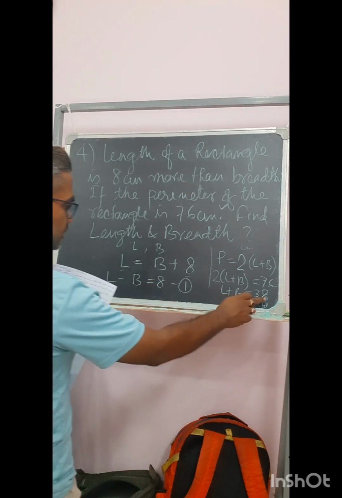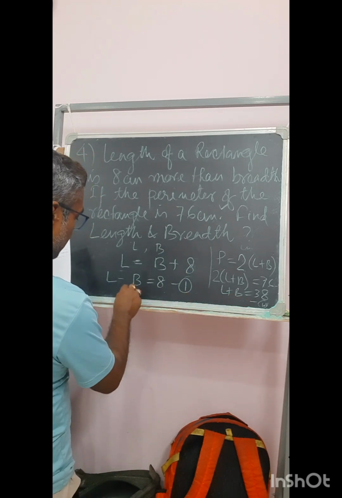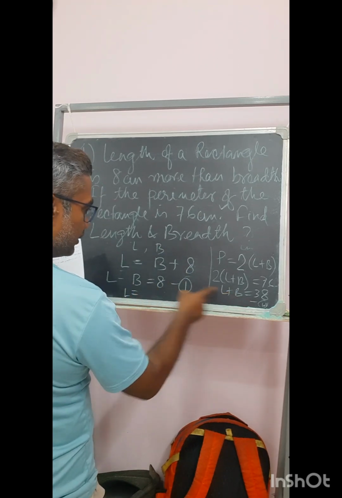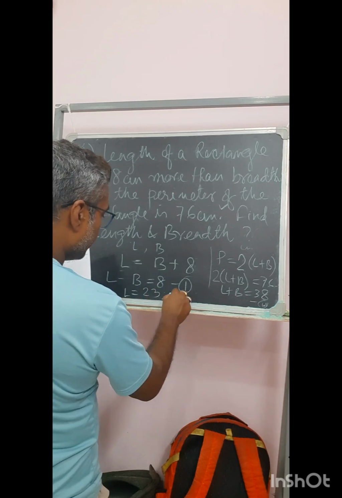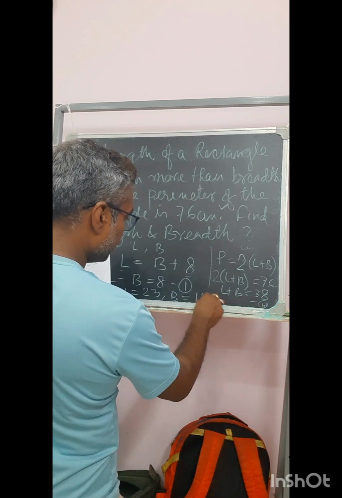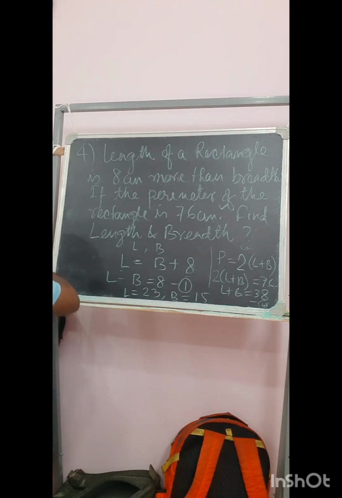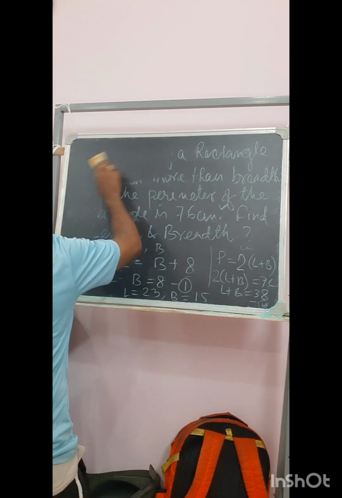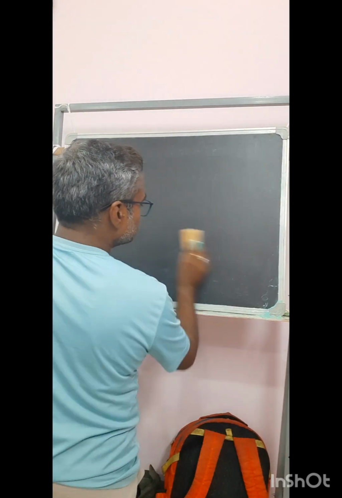So in this equation, if I solve for L and B, L will become 38 plus 8, so 46 by 2, which is 23, and B will be equal to 23 minus 15. So this will be the solution for this sum. Okay. So moving to the next, problem number 4.